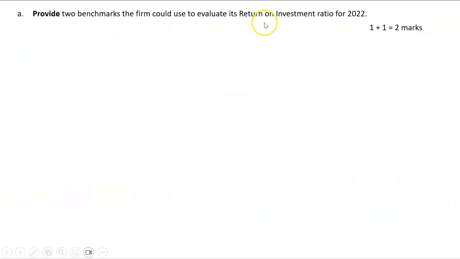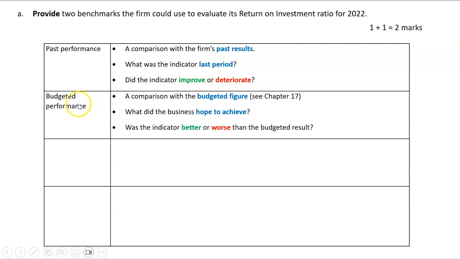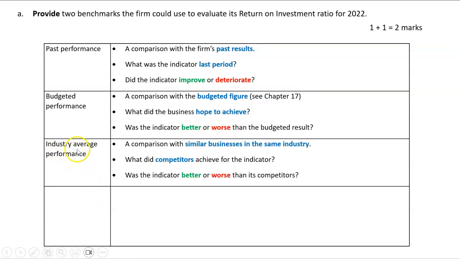So our first question was, provide 2 benchmarks the firm could use to evaluate its return on investment ratio for 2022. To answer this one, we just need to go back. We said with any number, in any indicator in business, there are 4 things we can compare it against. The past performance: what was it like in previous periods? Did it improve or deteriorate? We can also measure it against the budgeted performance. What did we hope to achieve? So when we did budgeting in Chapter 17, was it better or worse than that? We can also compare it against the industry average. So compare it to similar businesses in our industry, and were we better or worse?